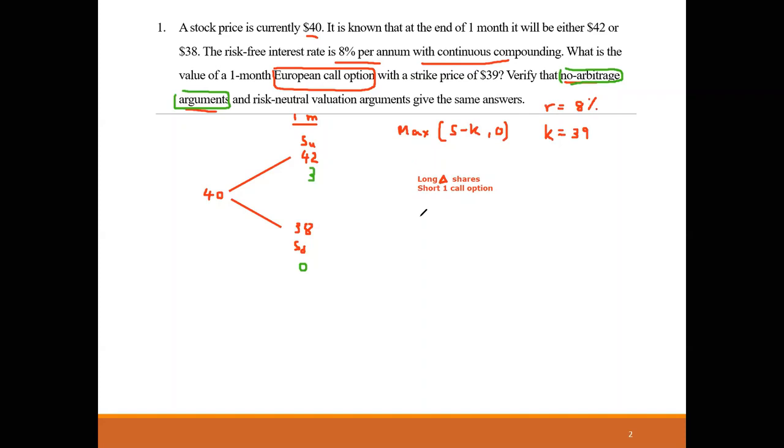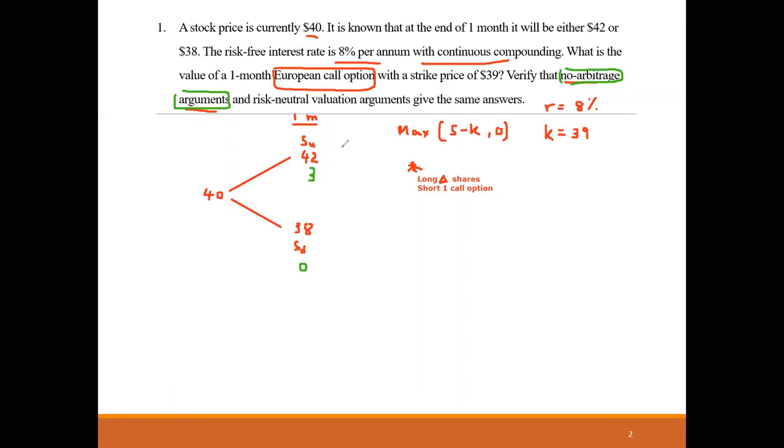This is how we create our portfolio: a long position in some number of shares and a short position in one call option. So tell me, if the price goes up, what would be the value of the portfolio? Your portfolio has a long position in delta number of shares and a short position in one call option. What is the value of the option in this case if it goes up?